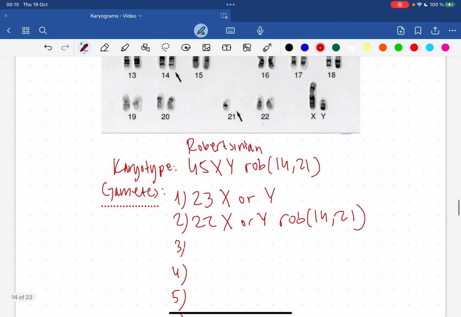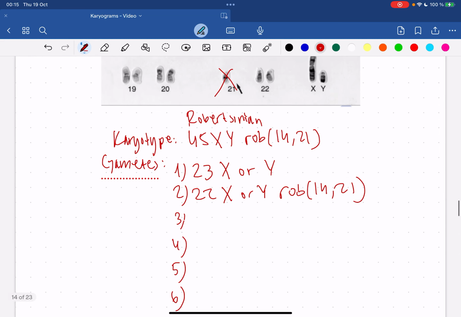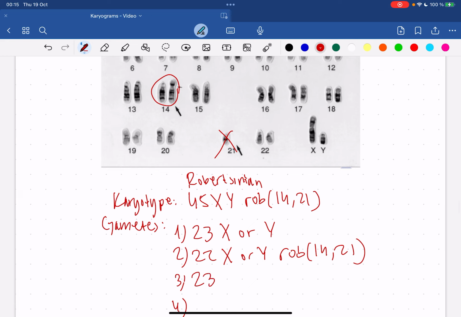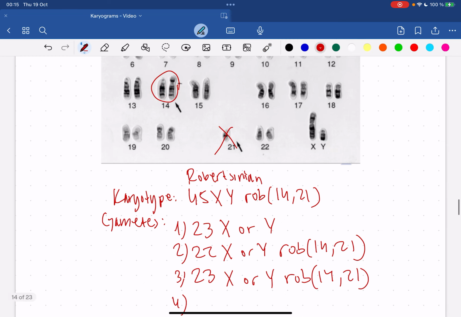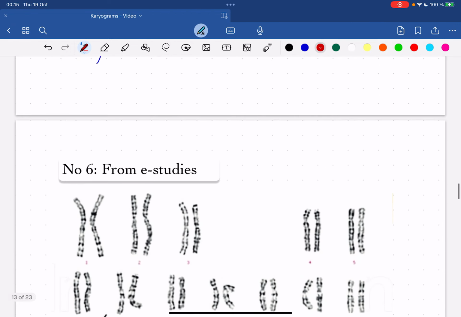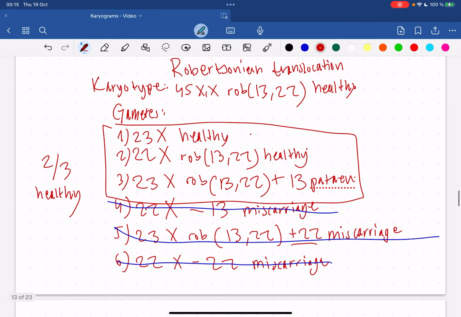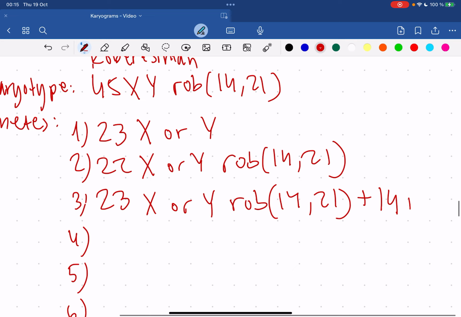Next up is number 3, and that was going to be plus or minus. So let's say we take both of these, but not that. So that's going to be 23X or Y. And then Robertsonian does exist, it's right there. It's going to be 14, 21. However, this chromosome right here represents 14, just as much as this chromosome represents 14. So we have an additional 14, and is 14 part of the healthy ones? No, it's just 13, 18, and 21. So in our case here, 14 will be a miscarriage.